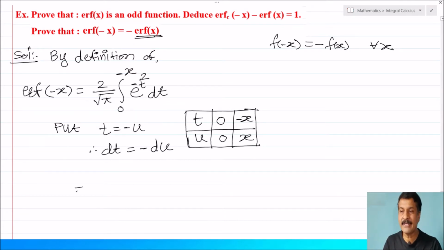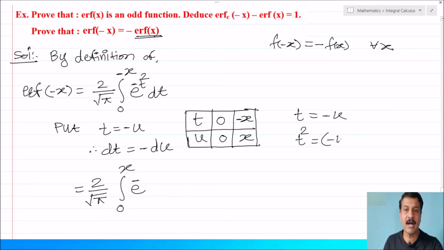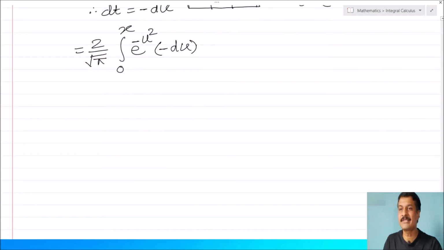And therefore I am getting here 2 by root pi, this as it is, this is a constant term. Now limits 0 to x e raised to minus t square. Note that as t equal to minus u, what is t square? It is equal to minus u whole square, and that is equal to u square. So here I am getting e raised to minus u square, this minus as it is, and this t square I am going to put u square. And what about dt? I am getting minus du. So simplify this, take the constant term outside. So minus there, I will take it totally outside.